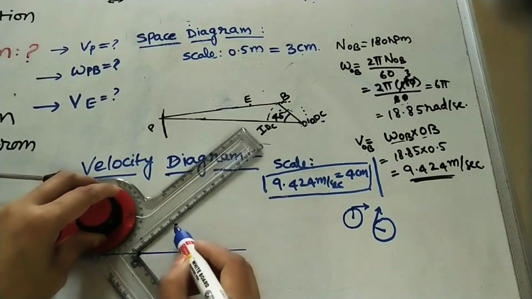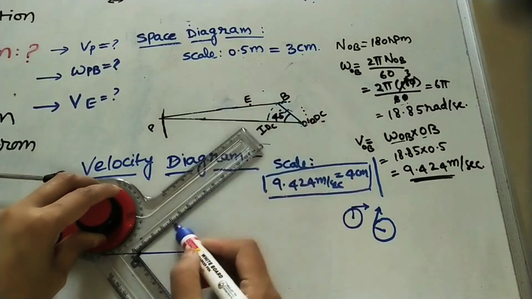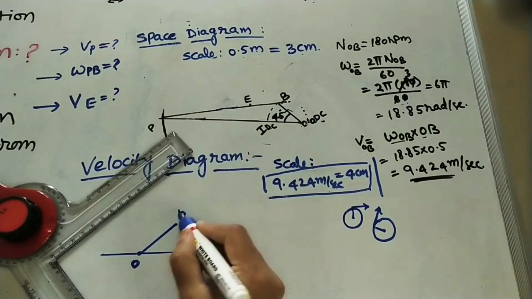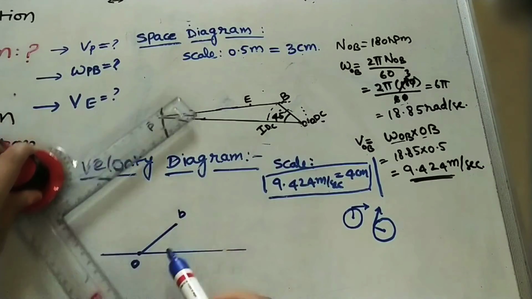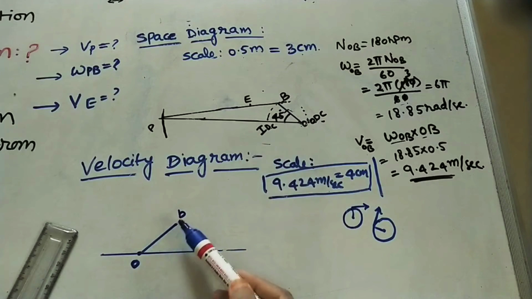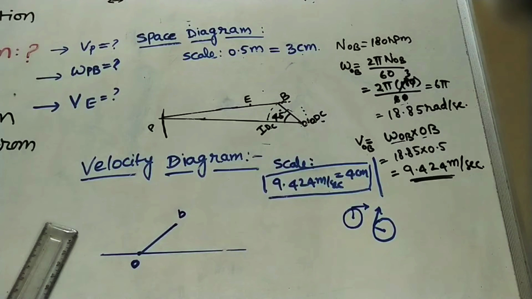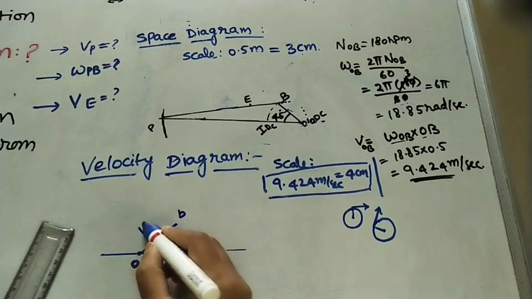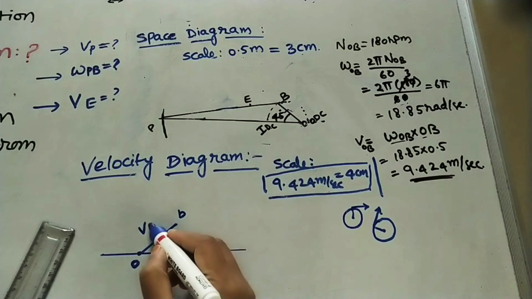Now join O and this value. This end point is small d. Always remember, in velocity diagrams we have to mark small letters instead of capital letters. This is the OB velocity, and here I am marking V OB or VO.